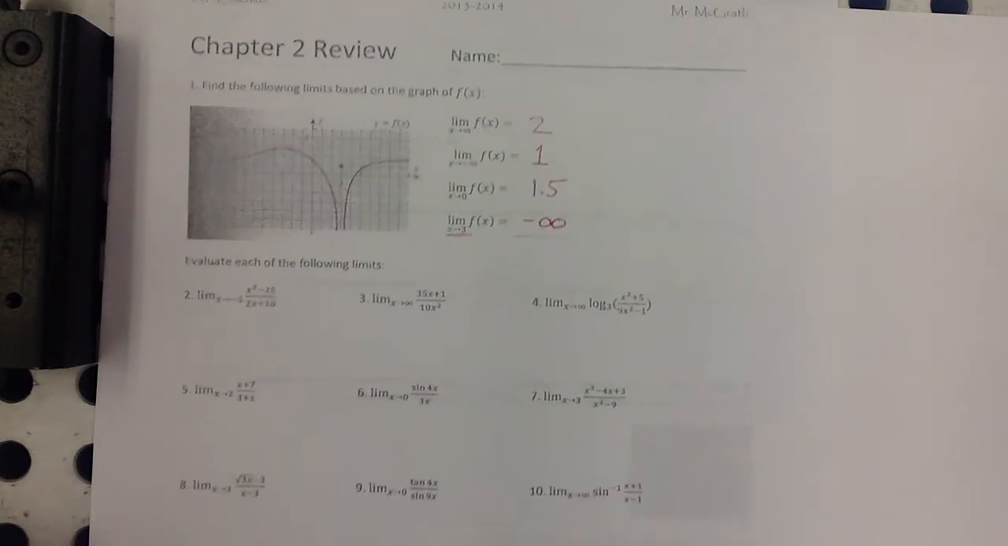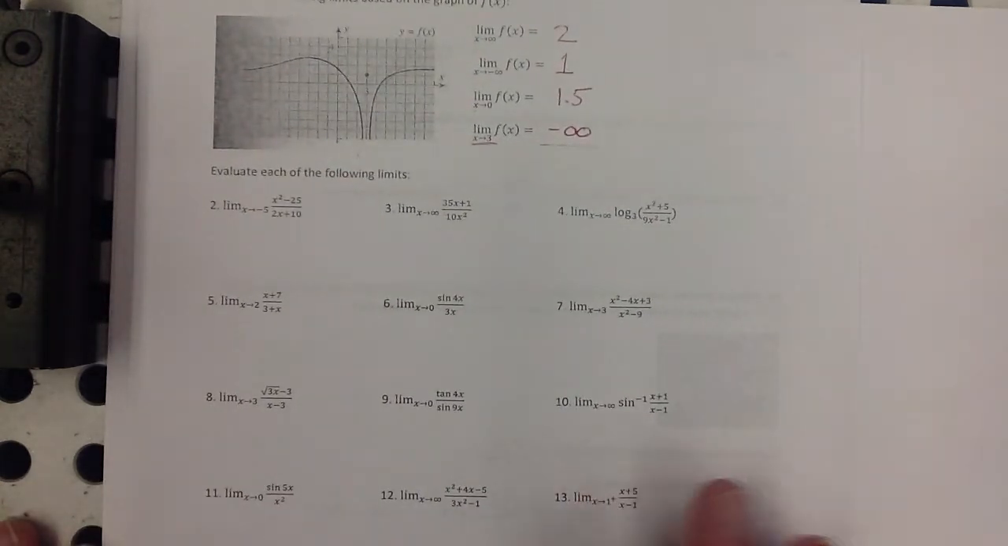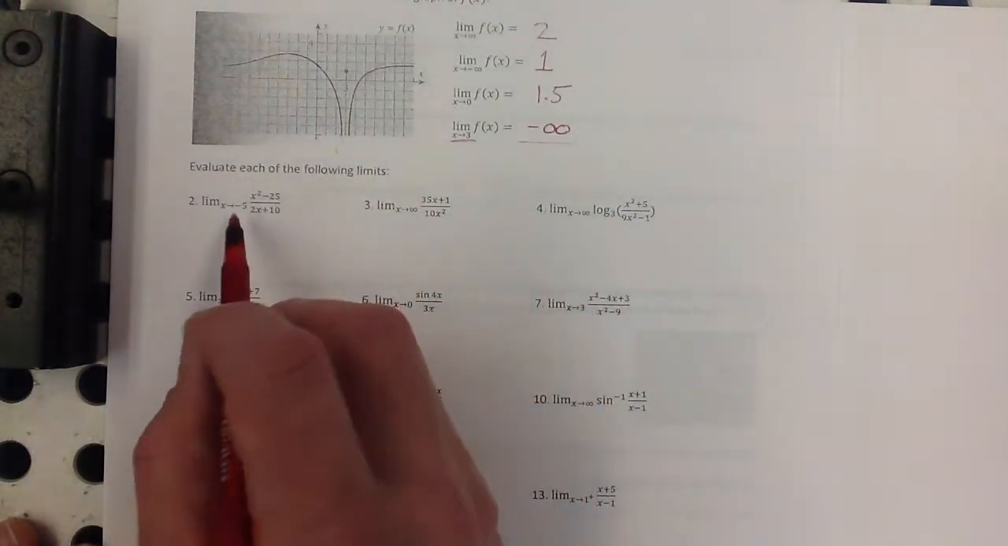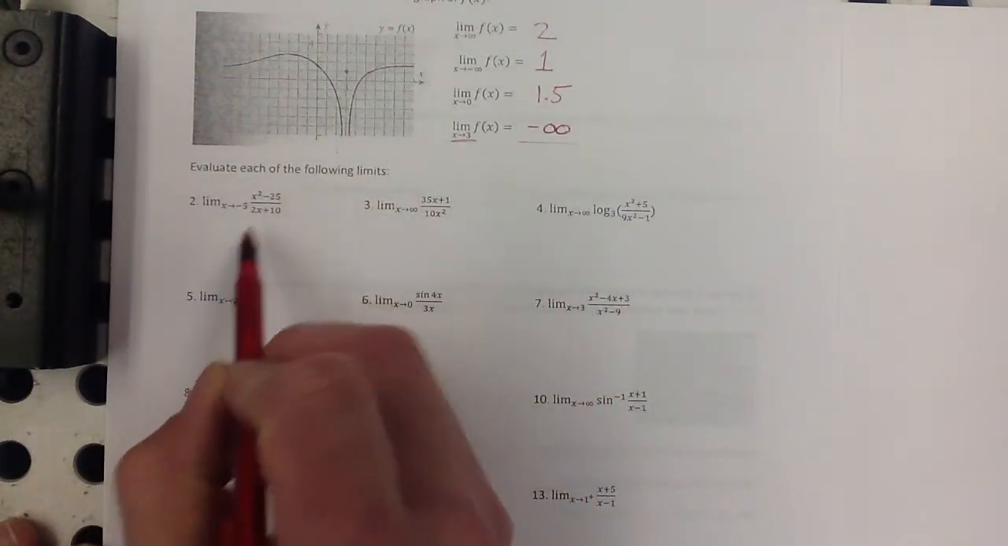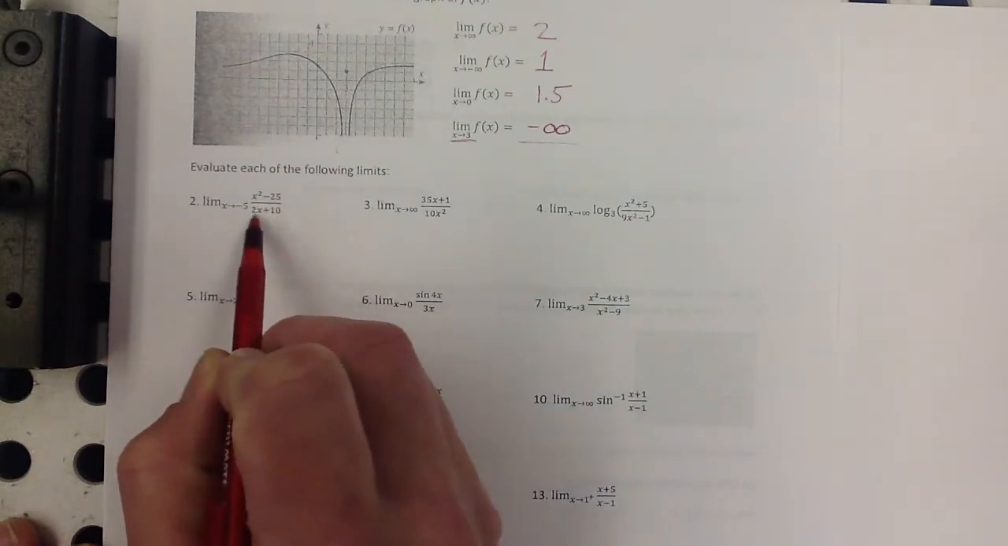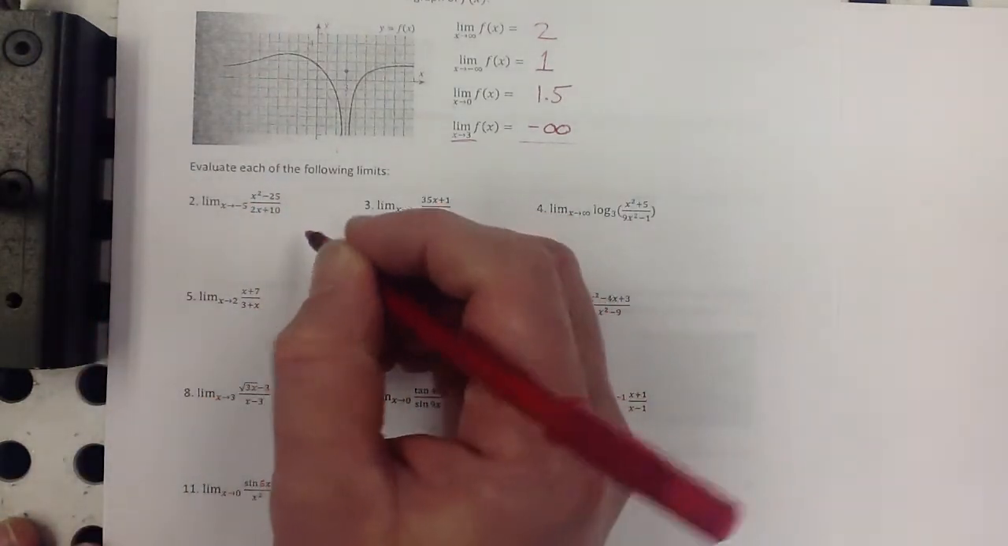All right, number 2 looks like a factor and cancel. But before we do that, you should always just plug that in. Negative 5 squared is 25, so that is 0 on the top and 0 on the bottom. So it is a 0 over 0.